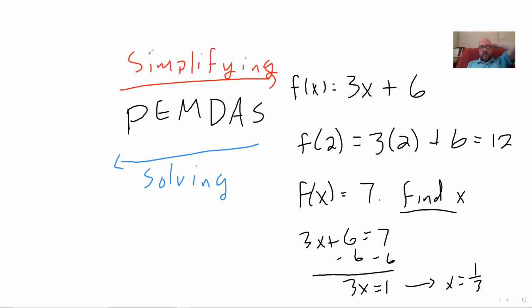That's because simplifying and solving are inverses of each other. No, it's not necessarily entirely obvious, but that is the case.